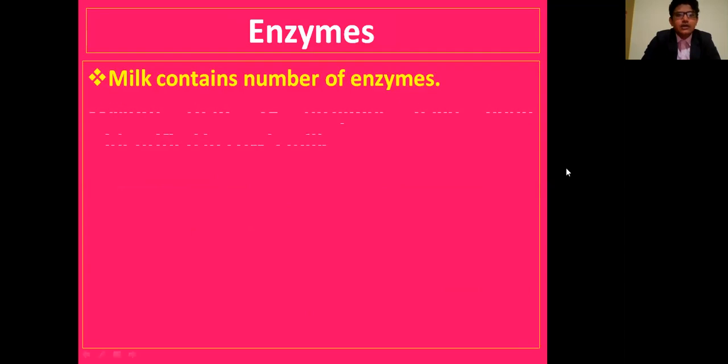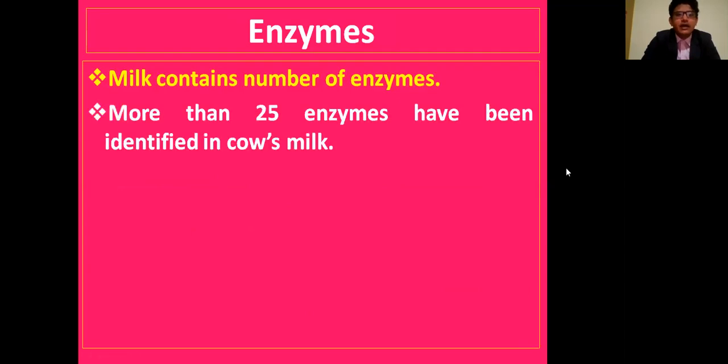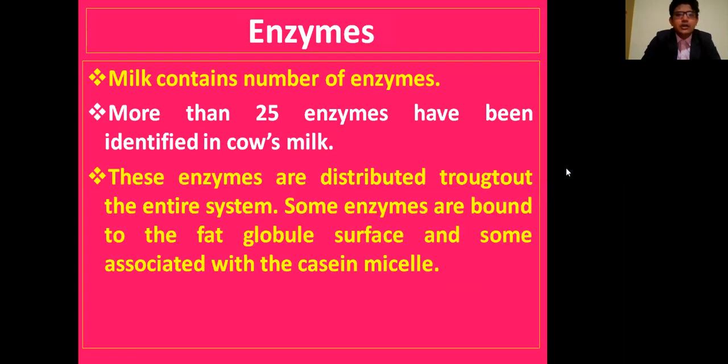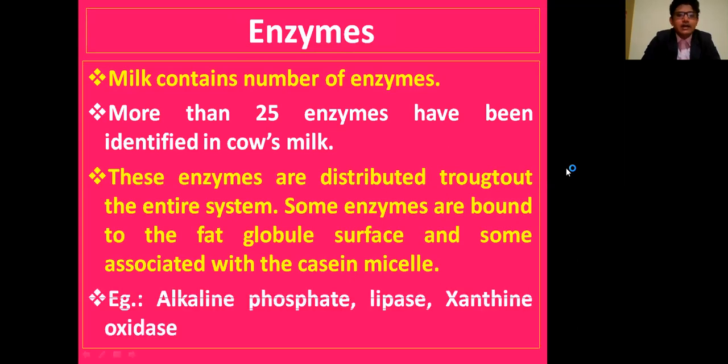Enzymes. Milk contains a number of enzymes. More than 25 enzymes have been identified in cow's milk. These enzymes are distributed throughout the entire system. Some enzymes are bound to the fat globule surface and some are associated with casein micelles. Examples are alkaline phosphatase, lipase, and xanthine oxidase.